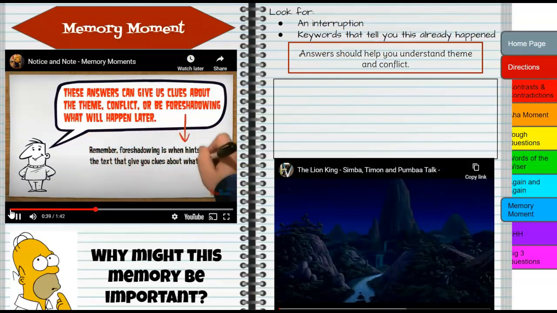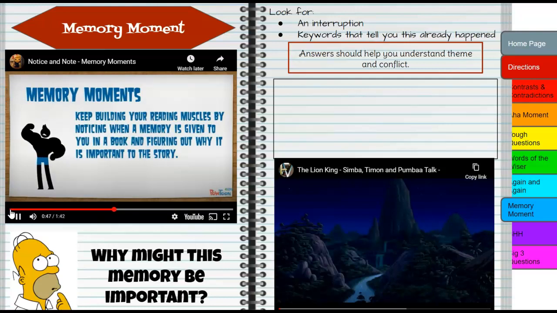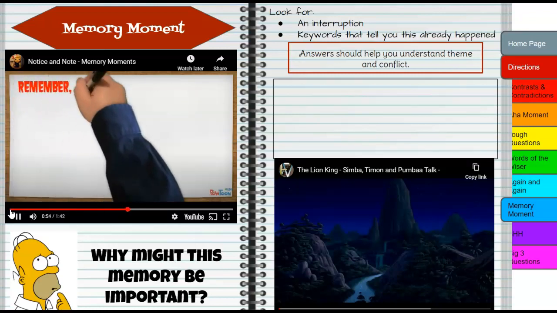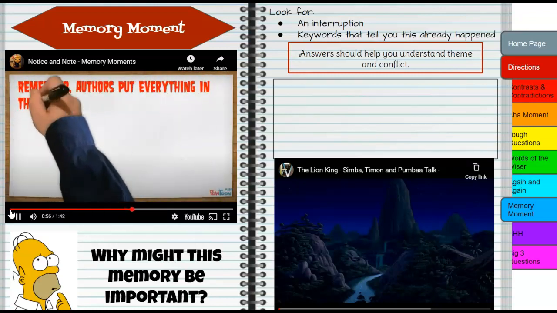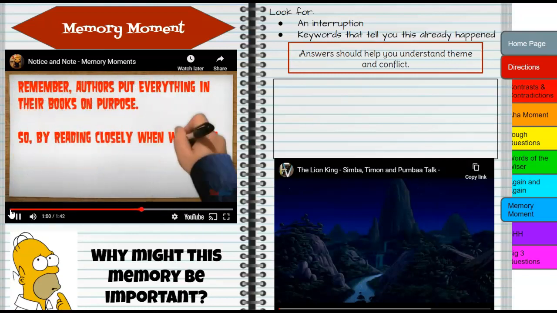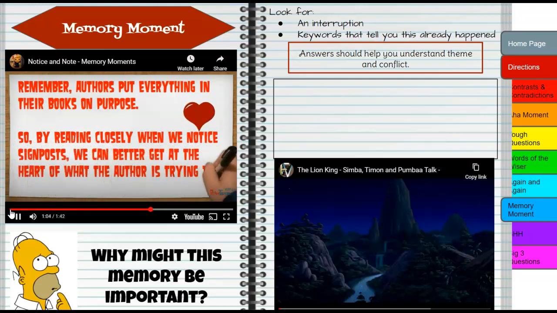Remember, foreshadowing is when hints in the text are given to you as clues about what can happen in the future. So, think about memory moments. Keep building your reading muscles by noticing when a memory is given to you in a book and then figuring out why that memory is important to the story. Remember, authors put everything in their books on purpose. So, by reading closely, when we notice the signpost, we can better get at the heart of what the author is trying to help us understand.